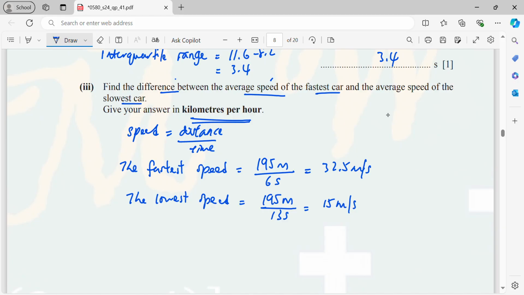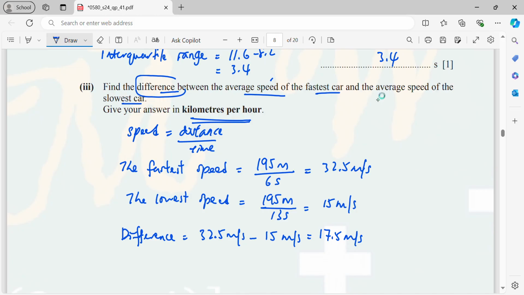So now you need to find the difference. So difference equals 32.5 meters per second minus 15 meters per second. That is going to be 17.5 meters per second. So now I need to do the conversion to kilometers per hour.